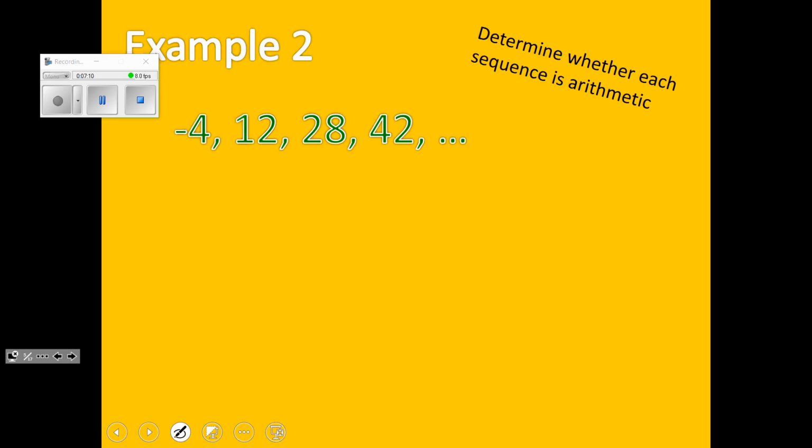Again, if you don't know what you're adding to the first one to get to the second one, you can subtract the second one from the first one to get your common difference.